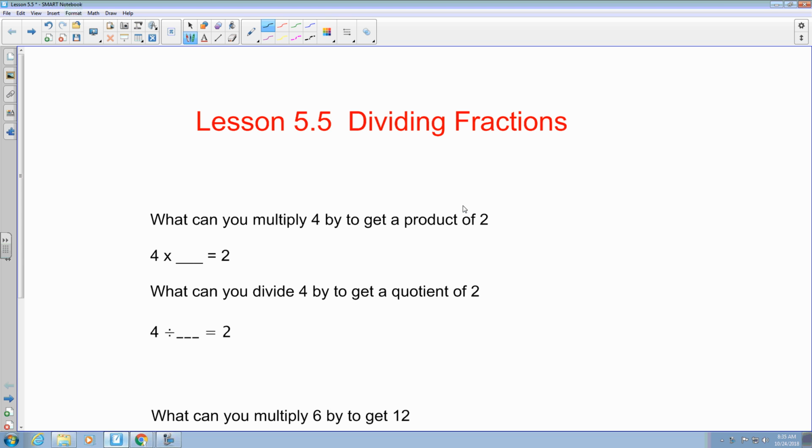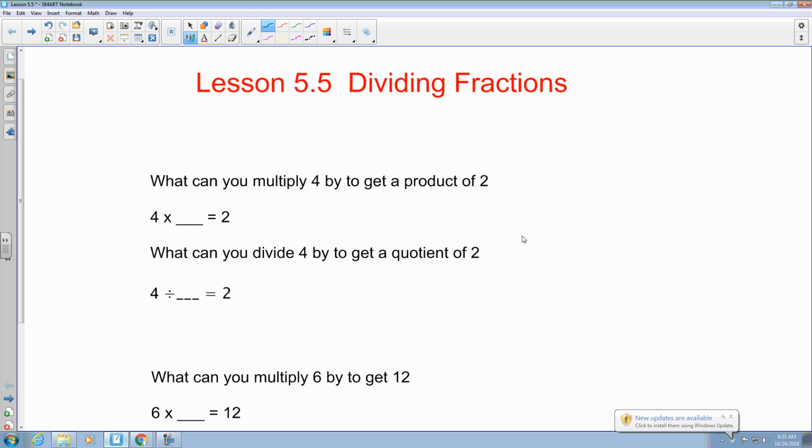First off, it says, what can you multiply by to get a product of 2? And then it also says, what can you divide 4 by to get a quotient of 2? So when you multiply 4 by something to get a result of 2, the one that would be a little bit easier to solve for is the divide one. So 4 divided by something is going to give us 2. Well, we know that 4 divided by 2 is going to be a result of 2.